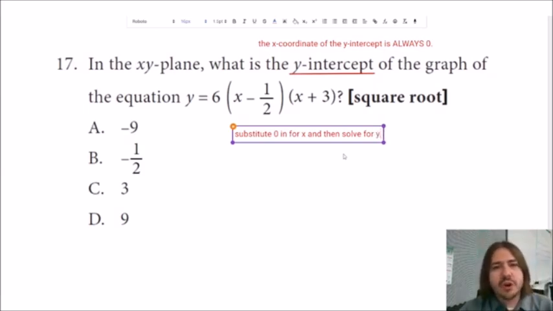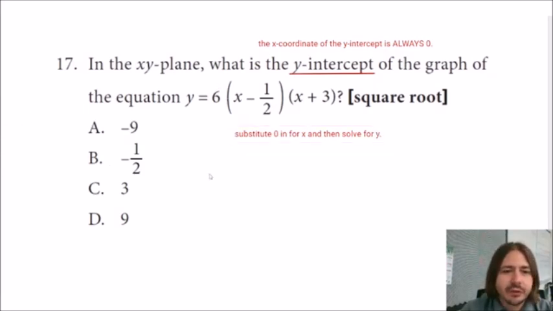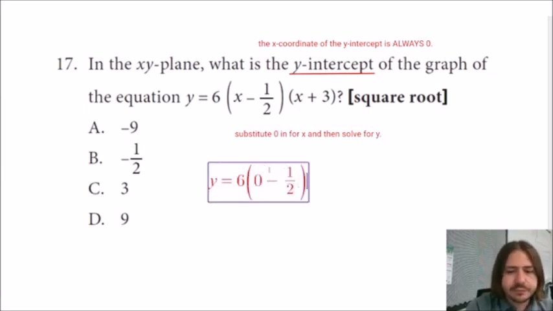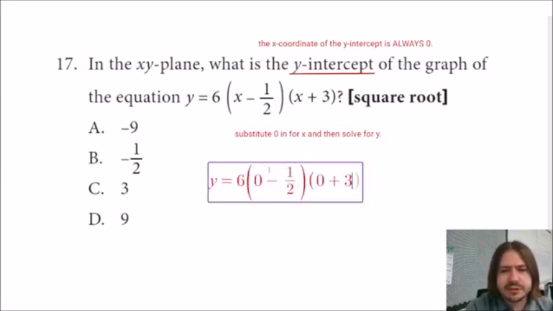But yeah, this is going to work no matter how complicated your equation is. So whatever the equation is, it could be 10 times as complicated as this. All you have to do to find the y-intercept is just plug in 0 for x and then figure out what y is. So here we've got y equals 6 times 0 minus 1/2 times 0 plus 3.